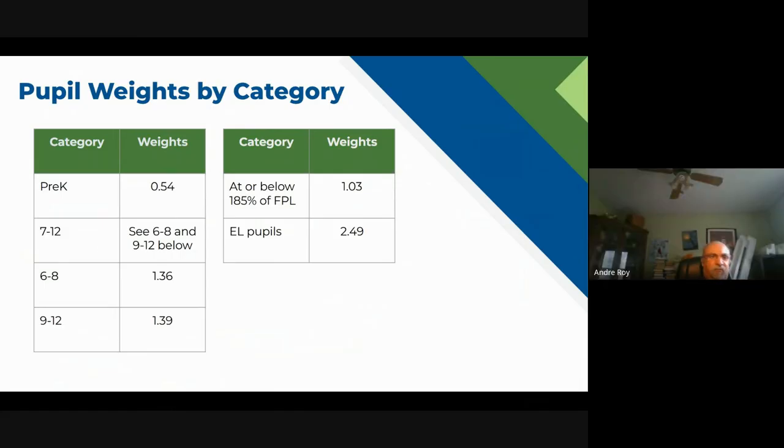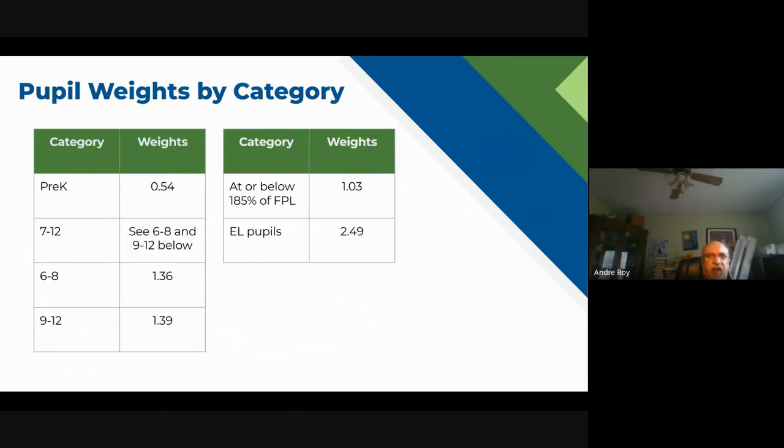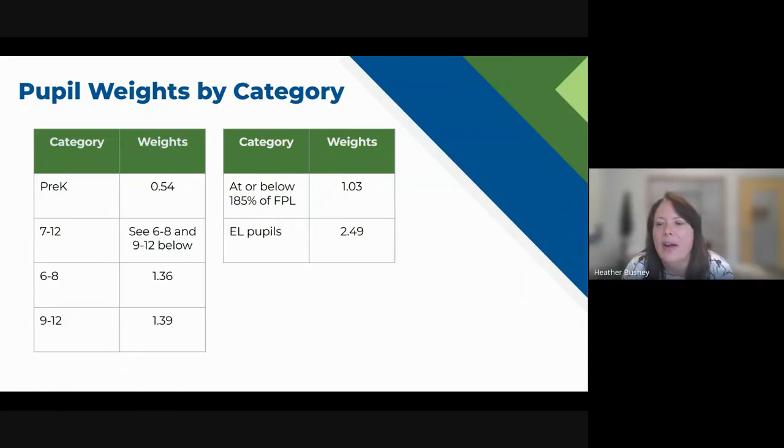Kindergarten through grade 5, that's counted as? Just one. They're just one. Oh, okay. And then when you talked about the weights, let's take a grade 6 pupil that is at or below the poverty level. They're additive, so you could get both. You could be in grade 6 and at or below the federal poverty level, and you could be EL, and you're going to get each of those weights added to the nominal. Yes. Okay. Yep.